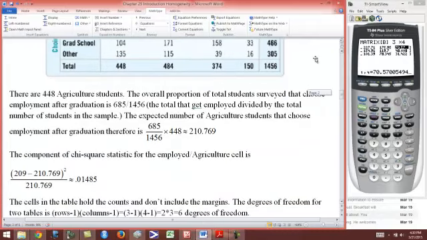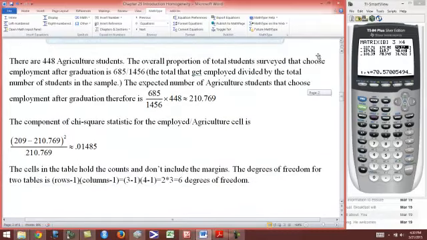Okay, the component of the chi-square statistic for the employed agricultural cell is the actual minus the expected, squared, divided by the expected.